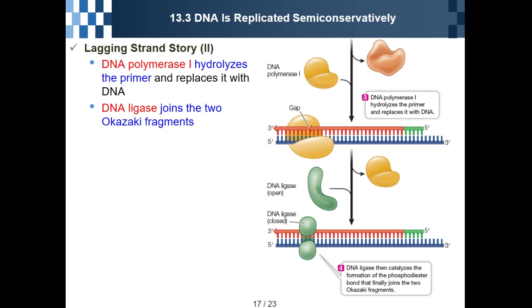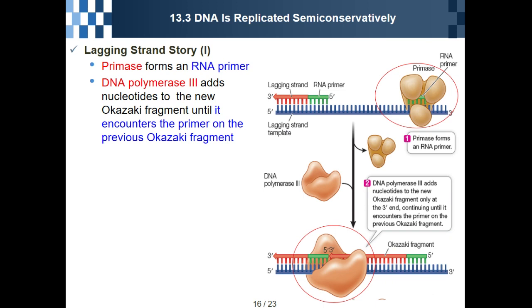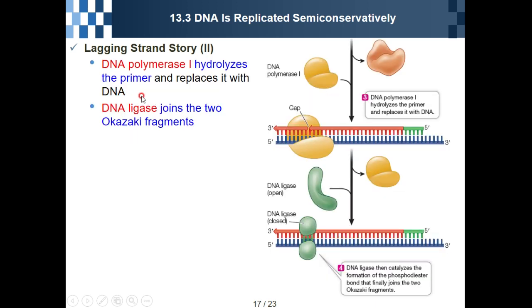So in the midterm exam, what is the lagging strand story? Explain the detailed procedure of the lagging strand story, starting from the primase. Primase forms RNA primer. After that, DNA polymerase 3. We have to write down primase, DNA polymerase 3. After that, DNA polymerase 1. Finally, DNA ligase. Okay, so this is the lagging strand story.